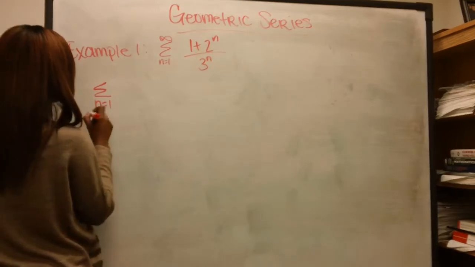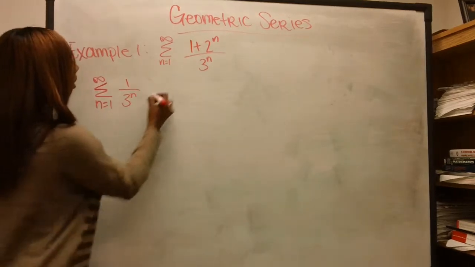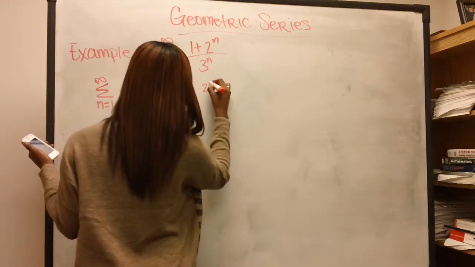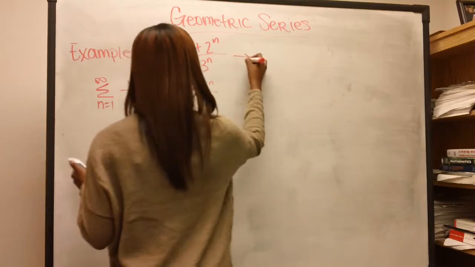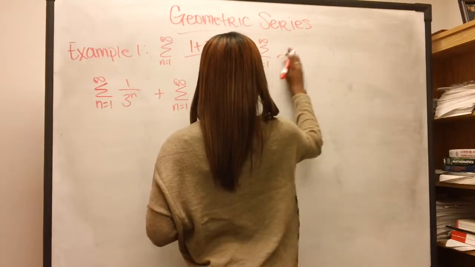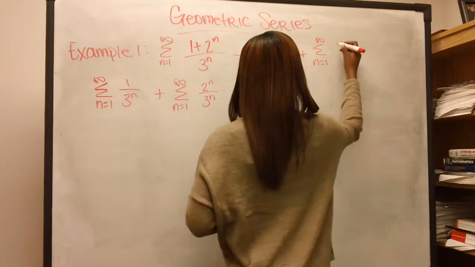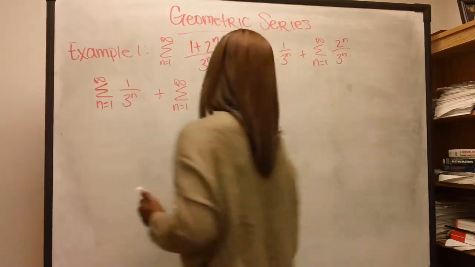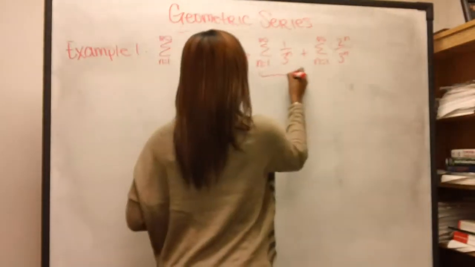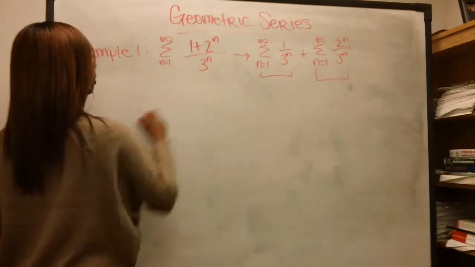you have the summation from n equals 1 to infinity of 1 over 3^n, plus the summation from n equals 1 to infinity of 2^n over 3^n. Okay? So your first step is you're going to solve the first series, and then you're going to solve the second series, and then you're going to add the two together in order to find out what this is equal to.